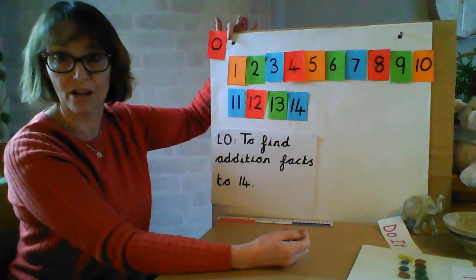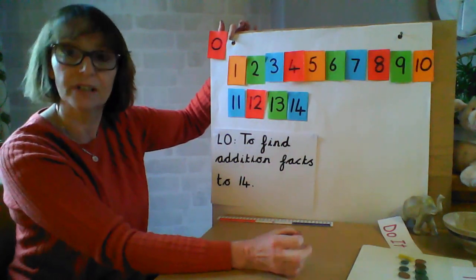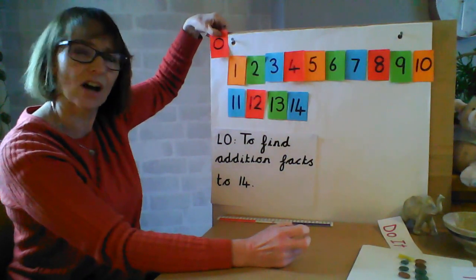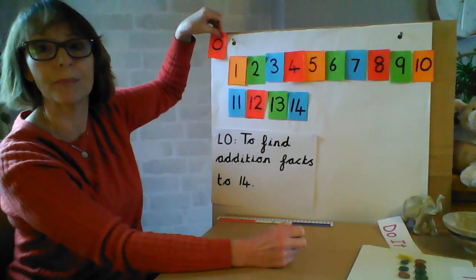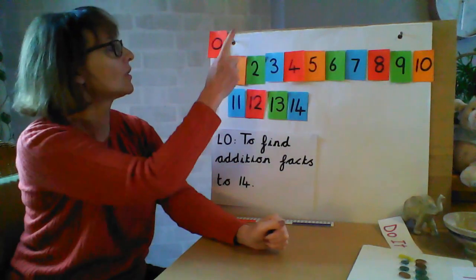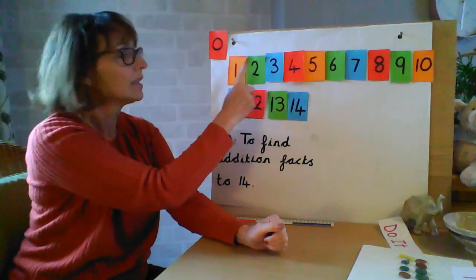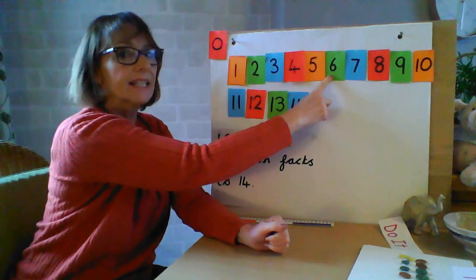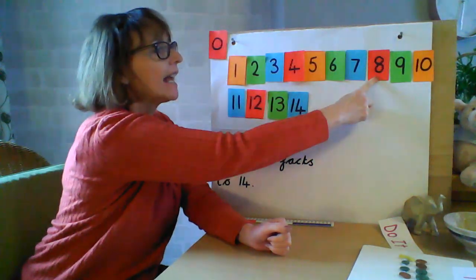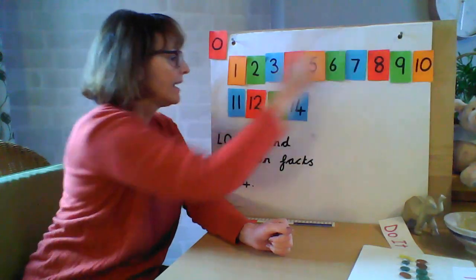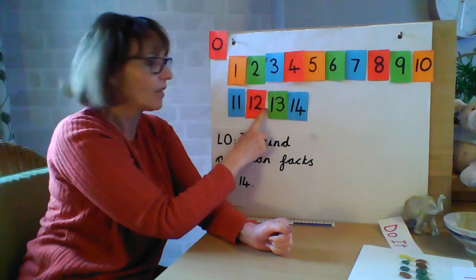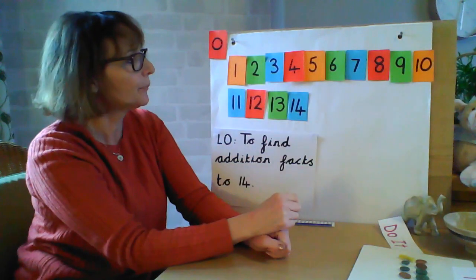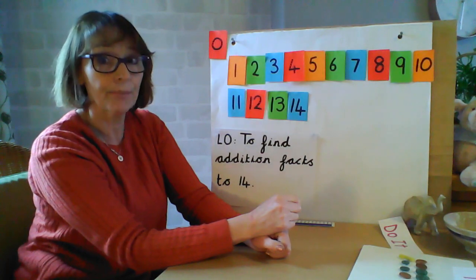Now I have put 0 on my number line because we know that 0 is important when we're counting, but I've just moved it out the way a little bit just for today, but we are going to use it when we count. Okay, are we ready? So we've got 0, 1, 2, 3, 4, 5, 6, 7, 8, 9, 10, 11, 12, 13 and 14. There's our number 14.